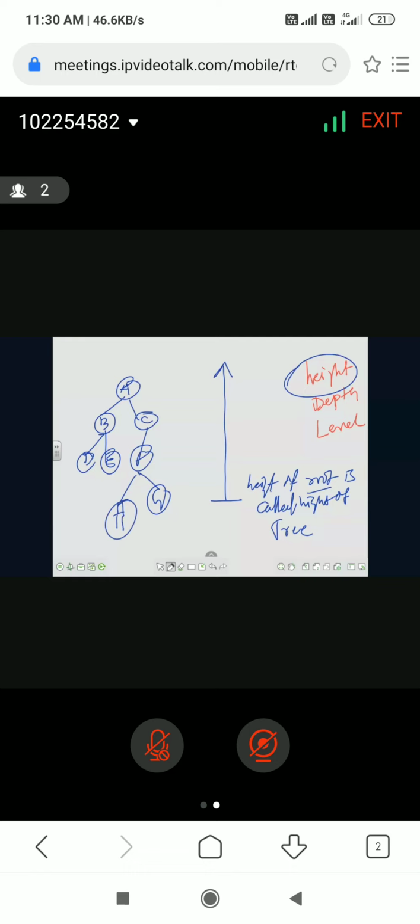Take this much, suppose. How to measure the height of the tree here? Height of the leaf node is always 0. This is a leaf node, height is 0. So height of F, on the left side height 1, right side height 1. Height of E is 0, height of D is 0. Height of B is 1. In this way height is 2, and this also has height 2.